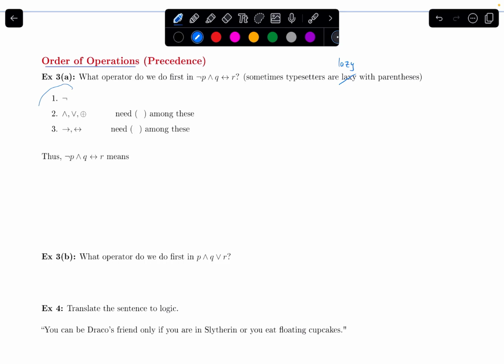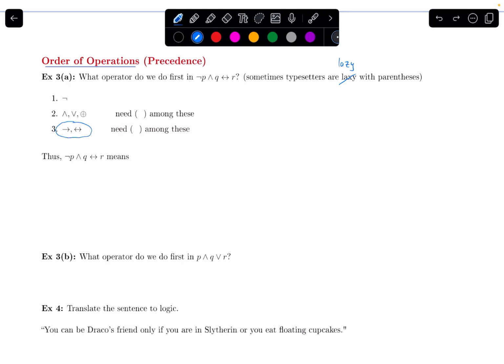So here are our order of operations rules for these logical operators. First is the not symbol. After that comes and, or, and the exclusive or. If we have multiple ones of these, we'll need parentheses to distinguish which one we do first. And then finally, we have the if then and the if and only if. If we have multiple of those, then again, we need parentheses to distinguish which one we do first.